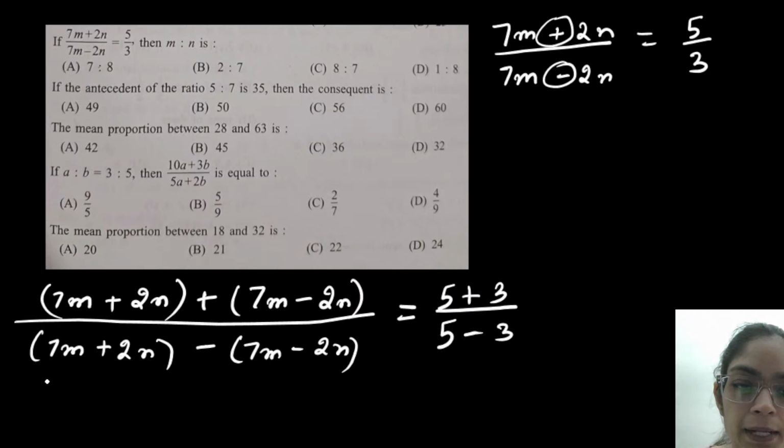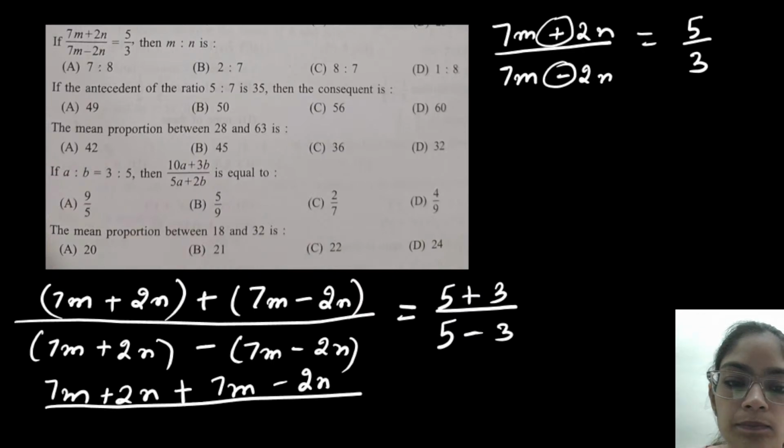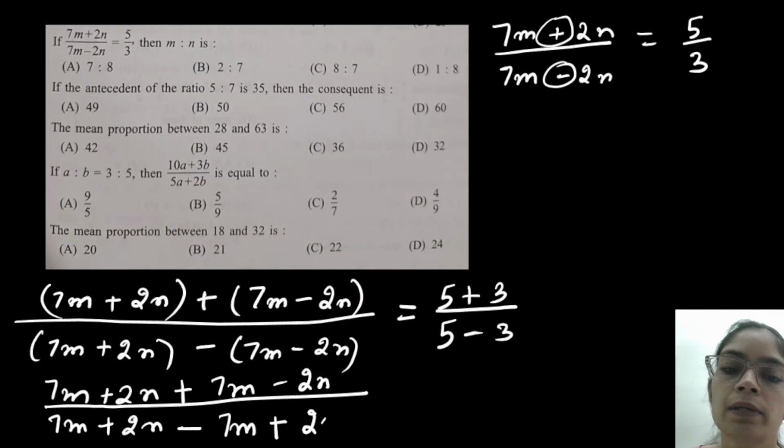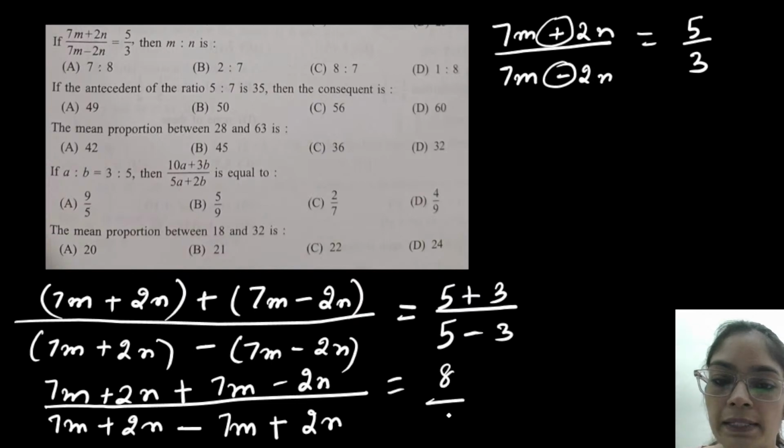So I'll be opening the brackets now. 7m plus 2n plus 7m minus 2n by 7m plus 2n minus, see, whenever minus is outside the bracket, because of minus multiplication you have to change the sign. So minus 7m, and minus into minus, so minus will be changed to plus 2n. Whenever minus is outside the bracket, you have to change the inner sign due to minus multiplication. That's why this subtraction we change to addition. Now 5 plus 3, 8, 5 minus 3, 2.